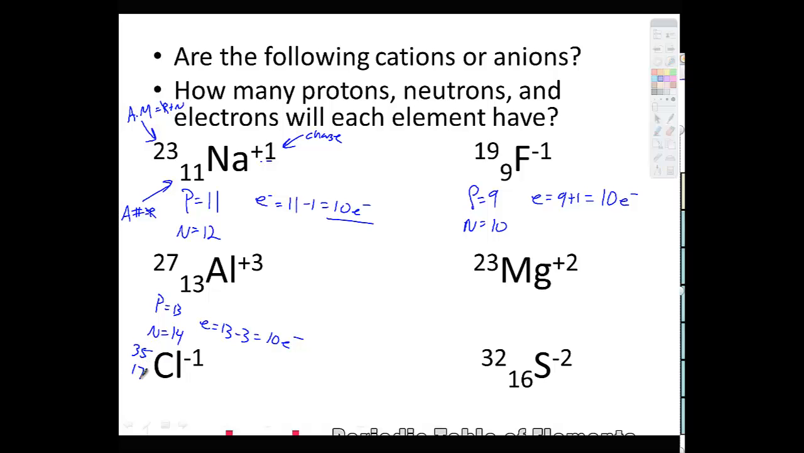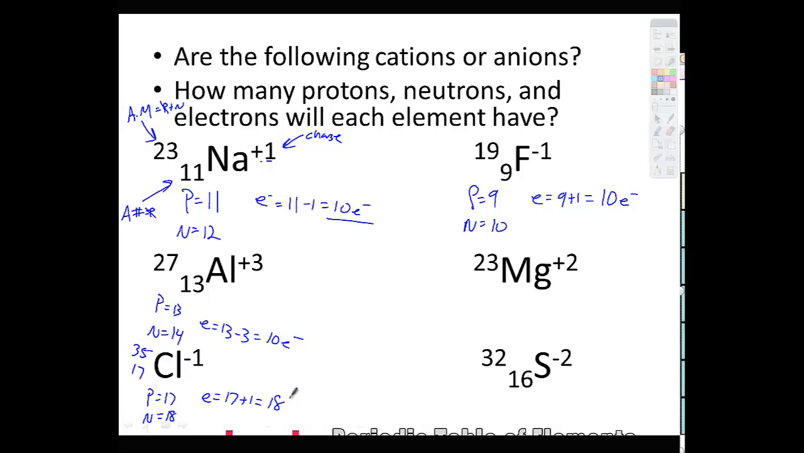So now that I know that, I can go over here and I can start working with these a little bit. So protons, I'm going to get 17. And then I'm going to take that 35 minus 17 to get my neutrons. So I got 18 neutrons. And then my electrons, I've got 17 to start with when it's neutral, plus 1 because it's negative, and it becomes 18. So pretty simple there.